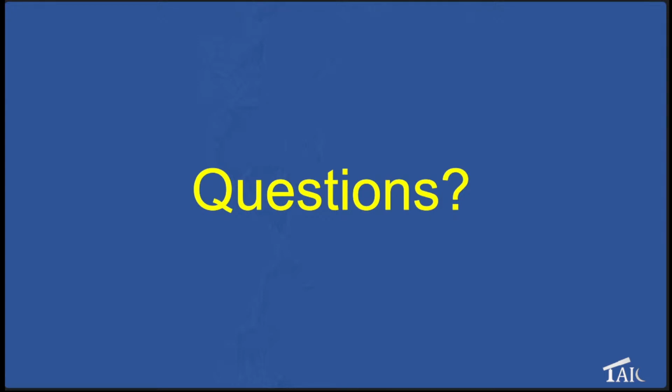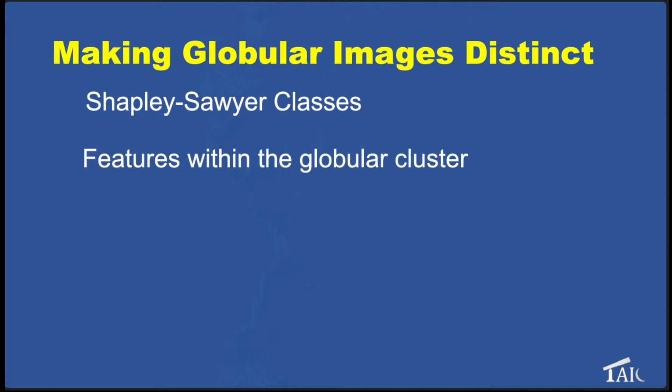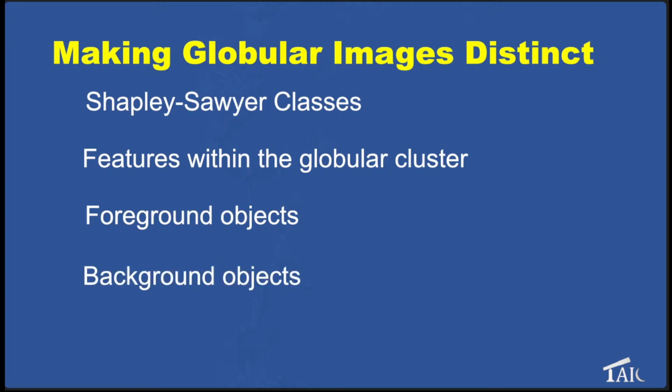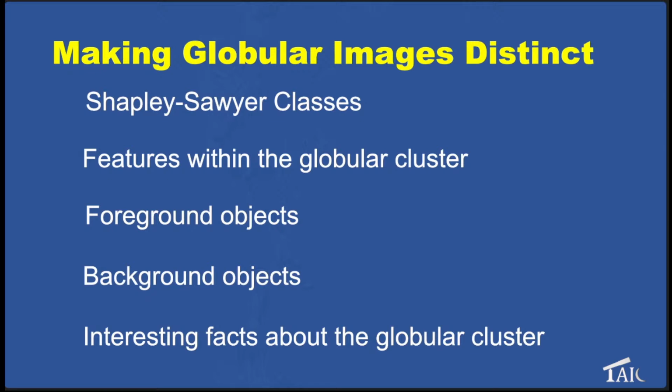All right, we'll go forward to the next section. So the next section is about making globular images distinct from one another so they don't all look the same. There are a number of ways we can do this. One is by emphasizing their Shapley-Sawyer class. We can then focus on features within the globular star cluster itself. We can focus on foreground objects in front of the globular star cluster, background objects behind them. And then if you post paragraphs about your images, you can also list interesting facts about the globular cluster.